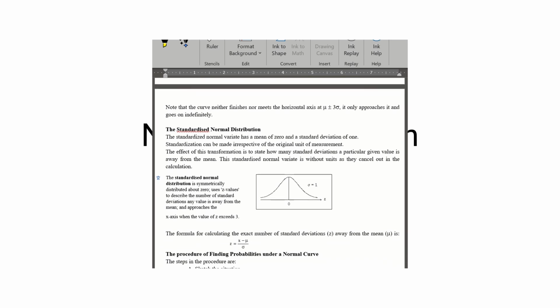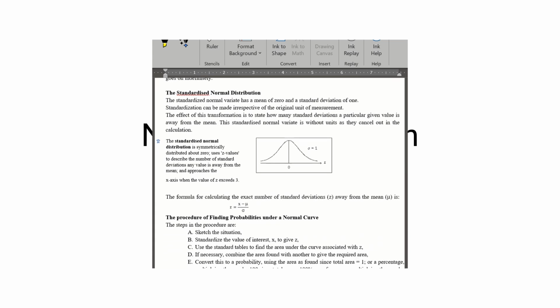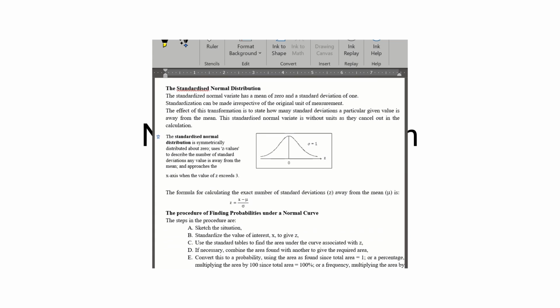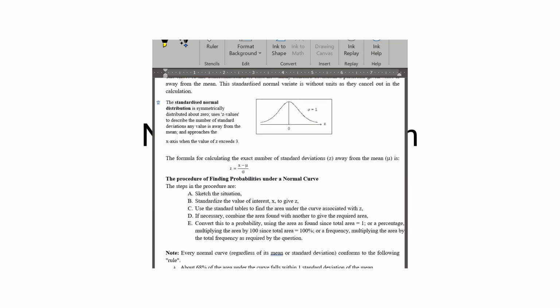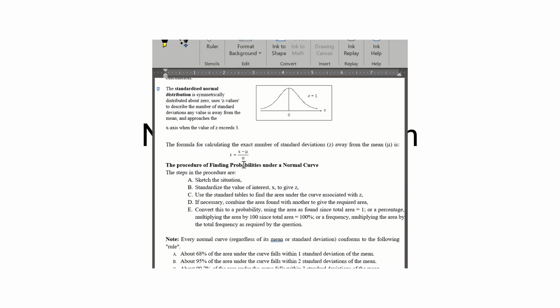Now, in trying to know how far off from the mean a particular score, or a particular age, is, depending on what you are studying, you have to standardize. You now have to calculate what they call a standardized value, which is represented by z, to know how far off a particular score is from the mean. So now, in trying to do that, there are procedures to follow.